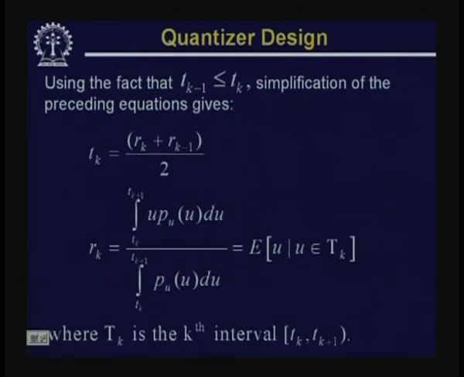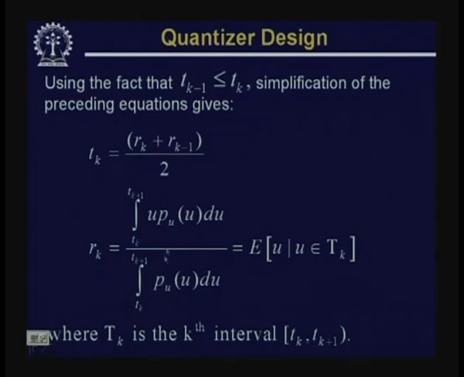Now, by solving these two equations and using the fact that T k minus 1 is less than T k, we get two values, one for the transition level and the other for the reconstruction level. So, the transition level T k is given by (R k plus R k minus 1) by 2, and the reconstruction level R k is given by the integral from T k to T k plus 1 of u p(u) du, divided by the integral from T k to T k plus 1 of p(u) du.